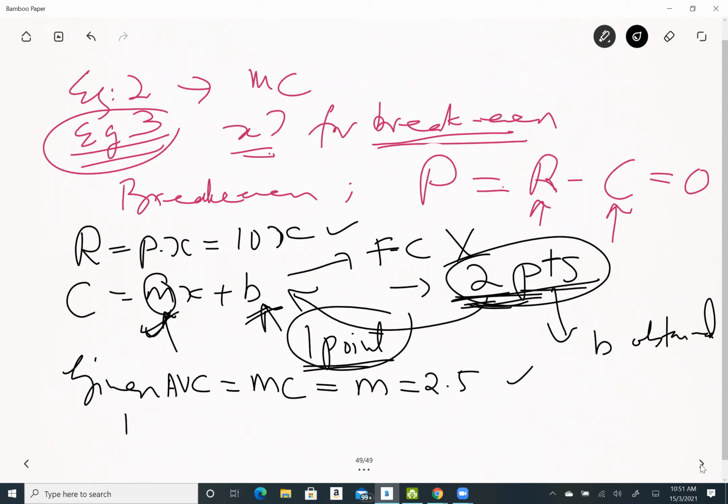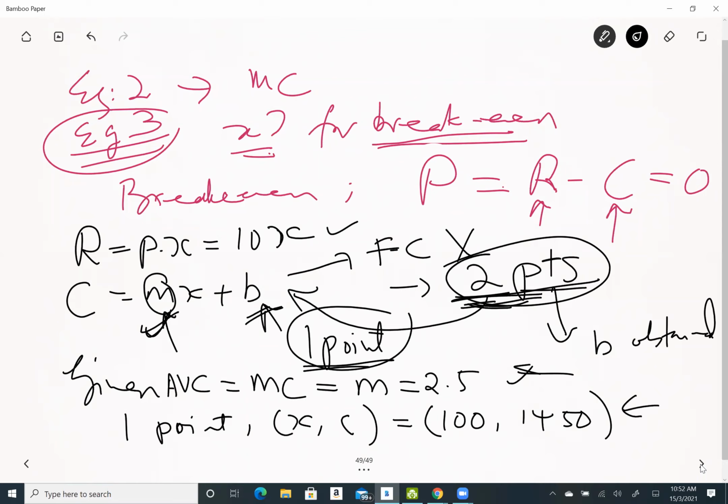And then you are given 1 point. Here you are talking about C of x, C a function of x. So the point is (x, C). C is the dependent variable, x is the independent variable. So what is that point? That point is: I produce 100 units, the cost is 1450. So the point is (100, 1450). Okay, so you are given the slope, you are given the point, you can get B.